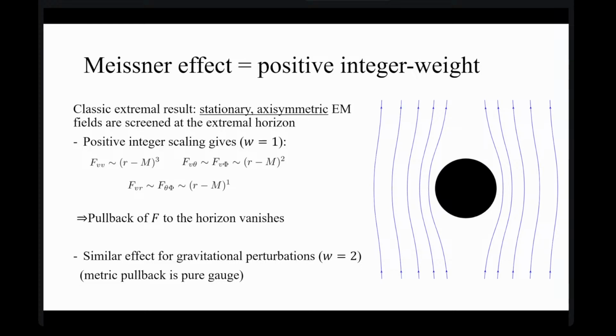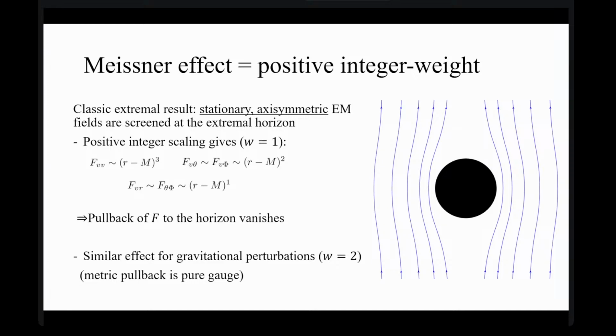This is just when they discovered the Meissner effect in the 1970s for black holes. Basically, the idea is that if you send in electromagnetic perturbations that are axisymmetric on the extremal Kerr horizon, they will be deflected by the horizon, so there will be no penetrating flux. Now, we rederive this using the scaling symmetry.